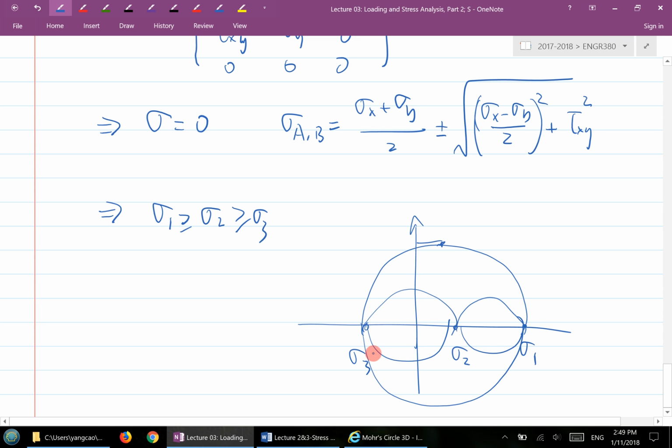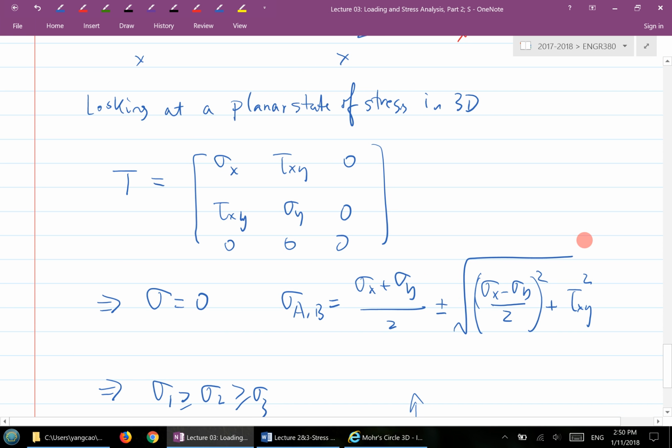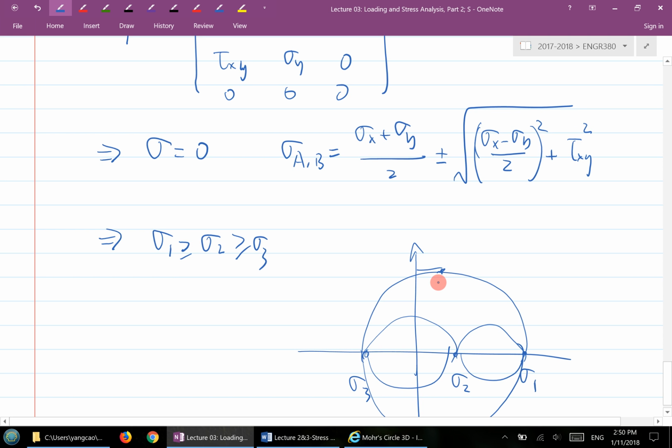Is that right? So basically, this is definite and additional information you would get. If you don't look at it in 3D and look at 2D only, then you would not have this information. Because if you look at 2D only, you may only look at this circle here. You know what I'm saying? That circle may correspond to sigma A, sigma B, but that doesn't mean your maximum shear stress is on that circle, because of the orientation.